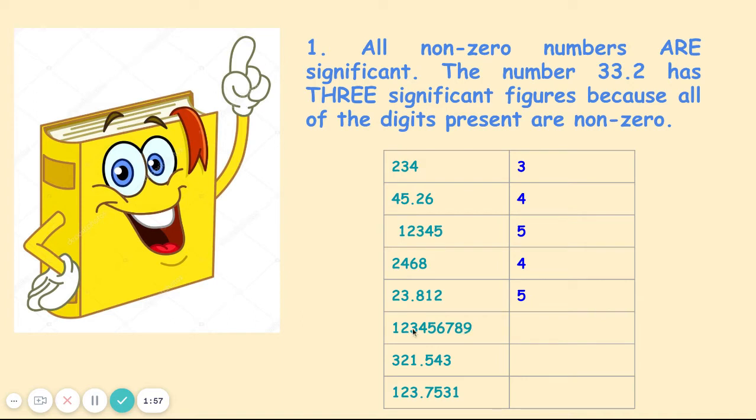How about example number 6? So, I just wrote 1, 2, 3, 4, 5, 6, 7, 8, 9. So, that is 9 digits. So, how about 321.543? So, all of these are non-zero. So, it has 6 significant figures. And our last example is 8. So, 1 significant figure. So, always remember, all non-zero digits are significant. So, that is rule number 1.